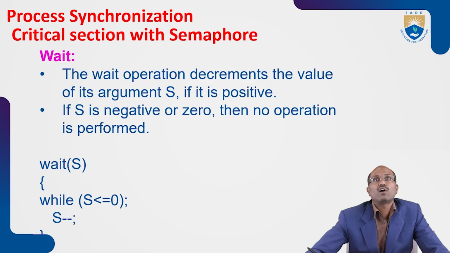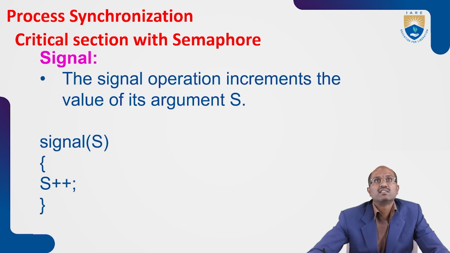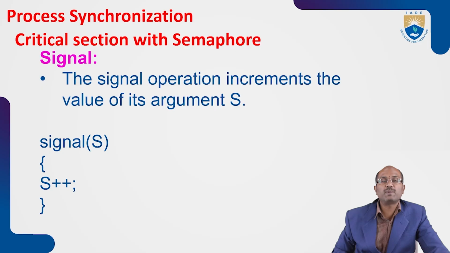The wait operation decrements the value of its argument S if it is positive. If S is negative or 0, then no operation is performed. Wait of S: while S is less than or equal to 0, do nothing; then S is decremented. The signal operation increments the value of its argument S, the semaphore variable. Signal of S: S plus plus.